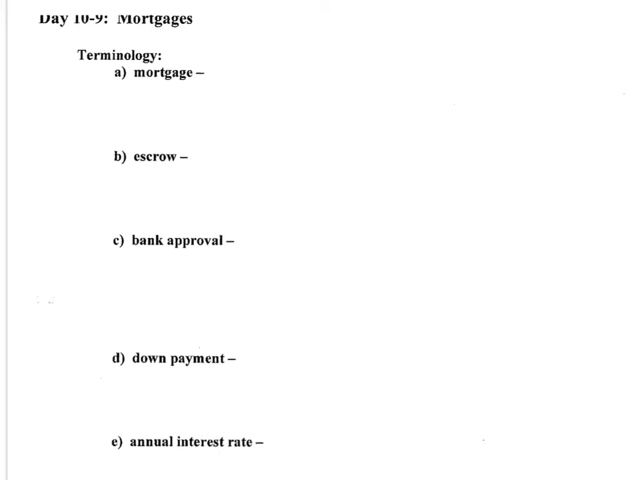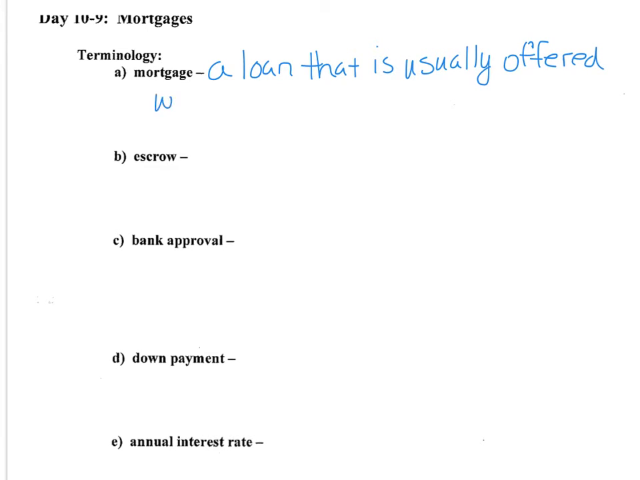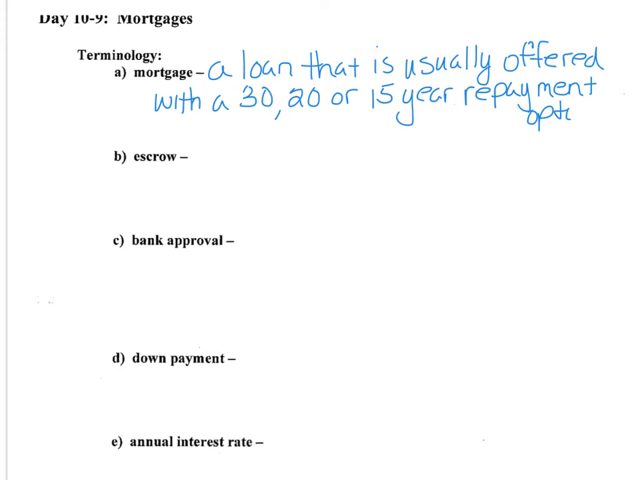All right, the first term is called mortgage. Mortgage is nothing more than a loan, so it's a loan that is usually offered with a 30, 20, or 15-year repayment option. Majority of people who take out a mortgage usually take out a 30-year mortgage.